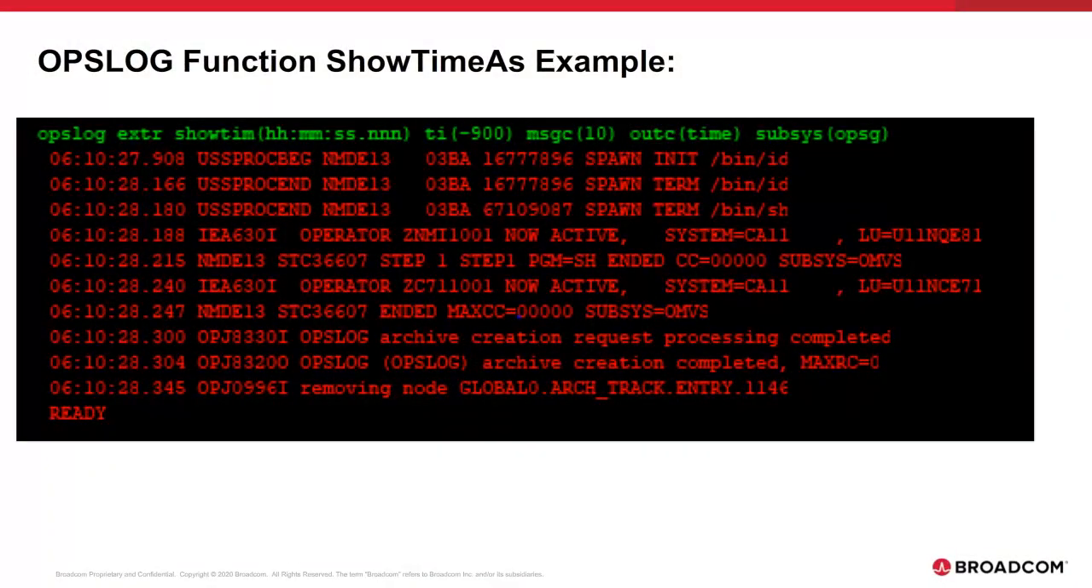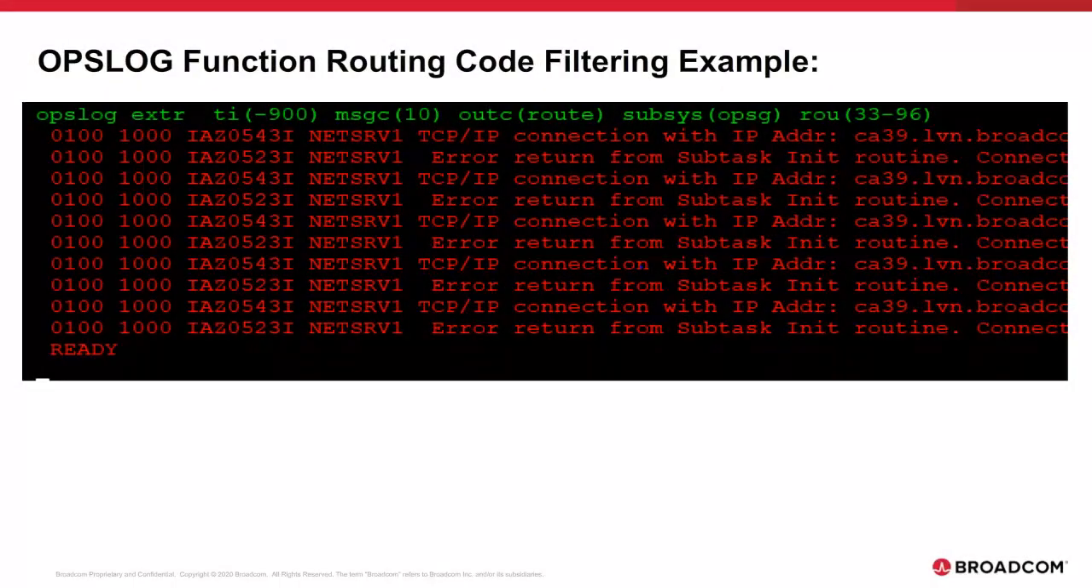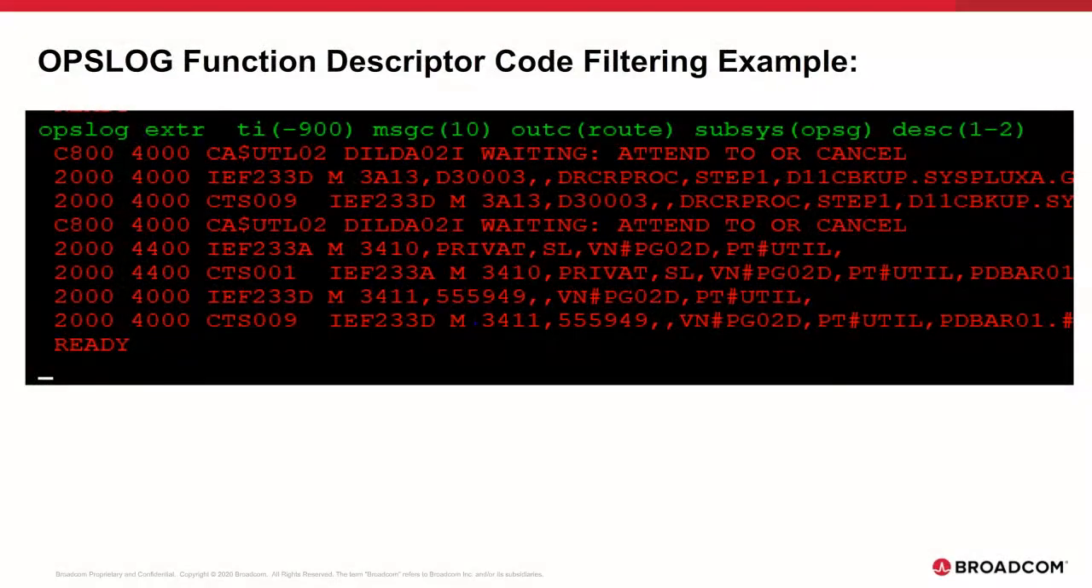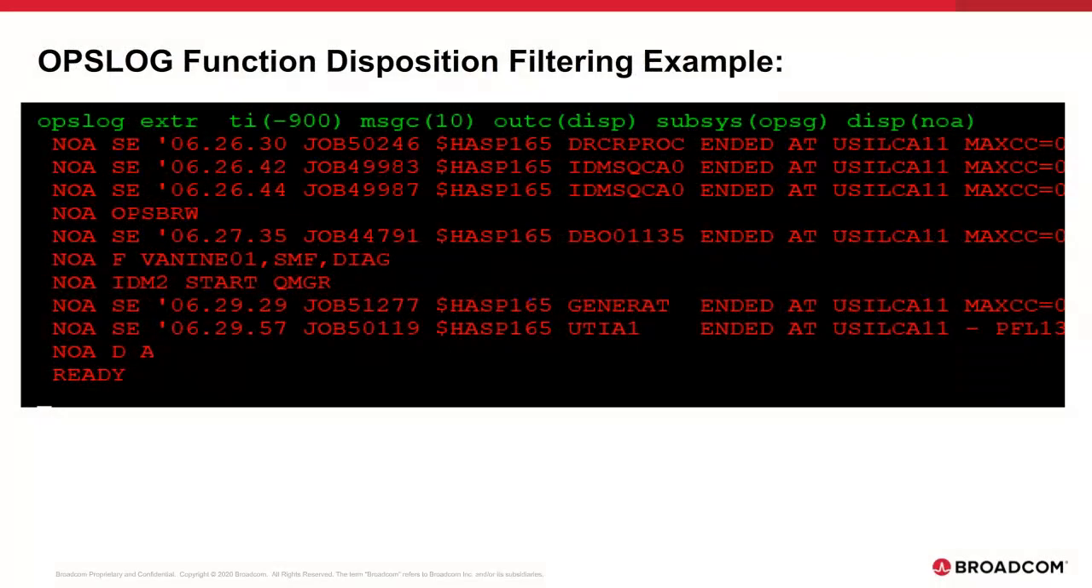This is an example of the OPSLOG function using the Show TimeAs keyword used to request millisecond resolution. This is an example of the OPSLOG function filtering on a range of routing codes. This is an example of the OPSLOG function filtering on a range of descriptor codes. This is an example of the OPSLOG function filtering on AOF rule disposition, no action.